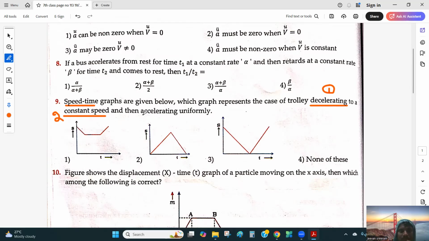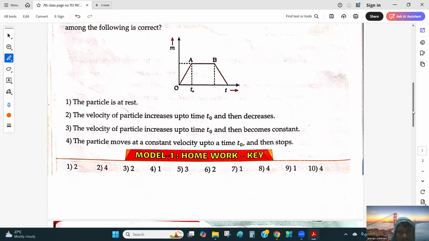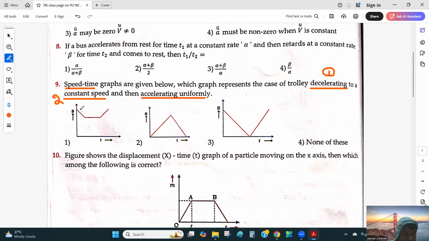Second one, constant speed, and then accelerating uniformly. These three things should be in the graph. So you can clearly see the ninth one must be A, because speed with respect to time is actually reducing until here, right? To here, this is decelerating, which means minus a.